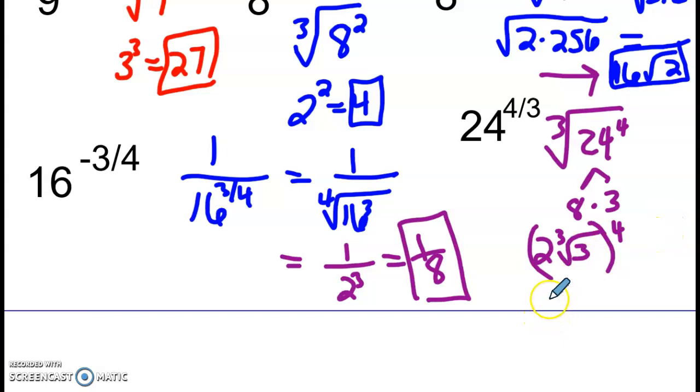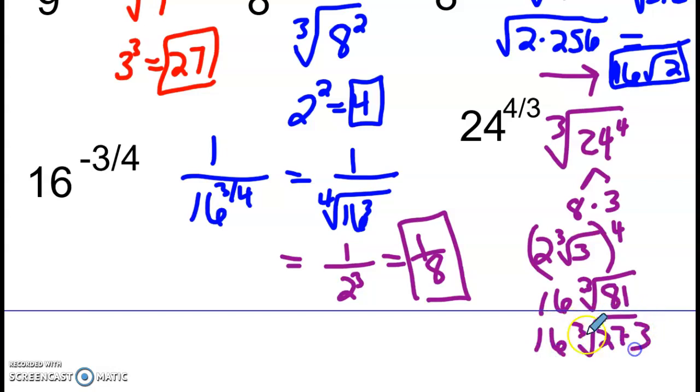2 to the 4th is 16, so this gives me 16 times the cubed root of 3 to the 4th, which is 81, right? 3 times 3 times 3 times 3. Now, notice I did say 3 times 3 times 3 in there. So 81 is 27 times 3. And the cubed root of 27 is 3. 3 times 16 is 48. So we get 48 cubed root of 3.